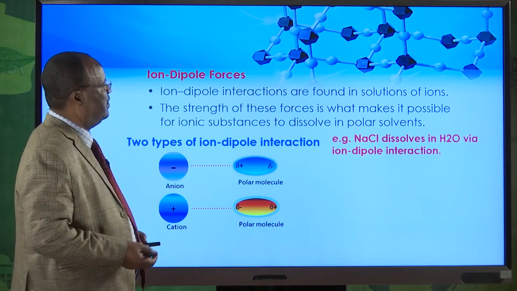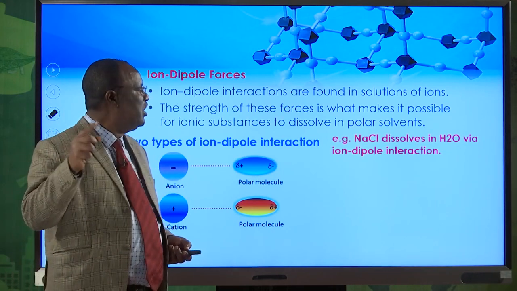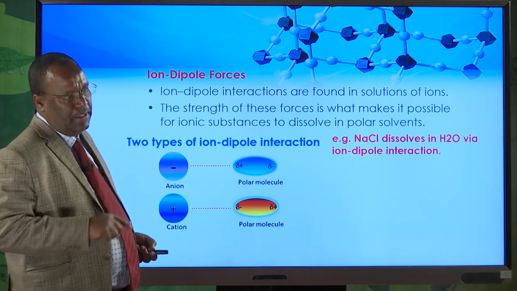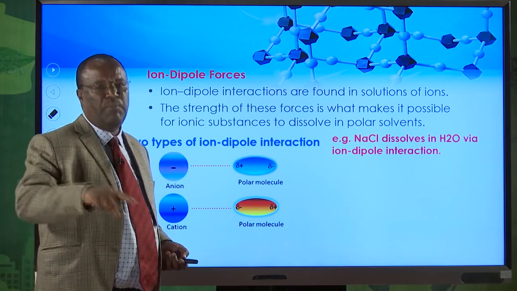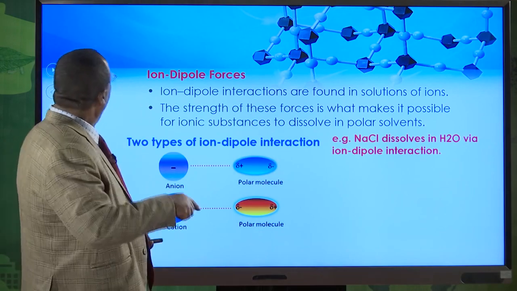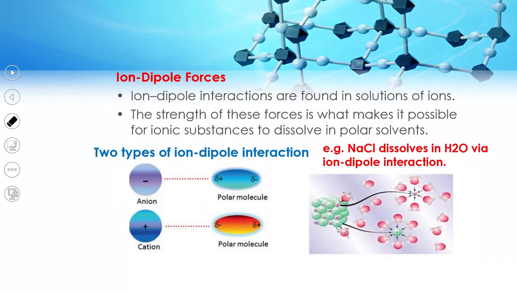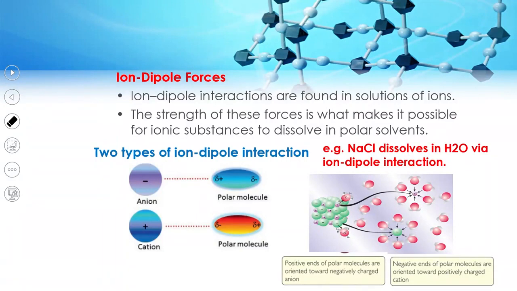Examples for this is when sodium chloride dissolves in water, ion-dipole interaction is taking place. The solubility of ions in polar molecules is what we call ion-dipole interaction. Look at this one. When sodium chloride is dissolved in water, the positive ends of polar molecules are oriented towards the negatively charged ion. What's the negatively charged ion? Chloride.